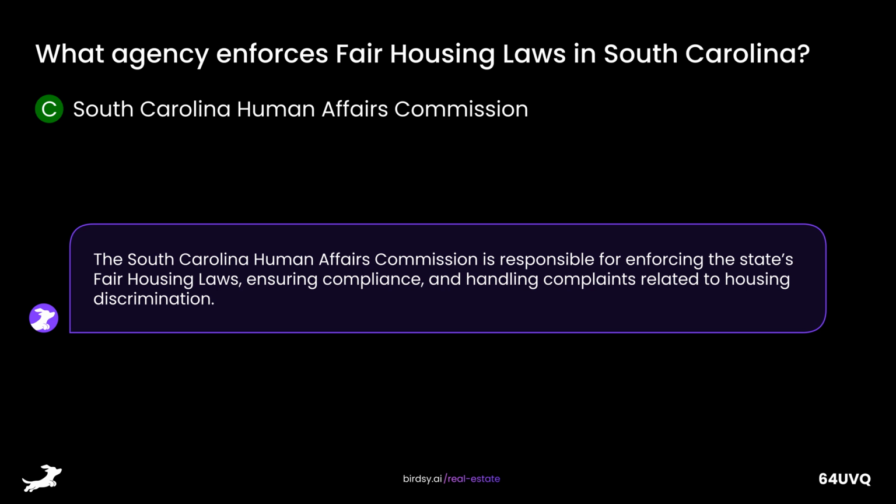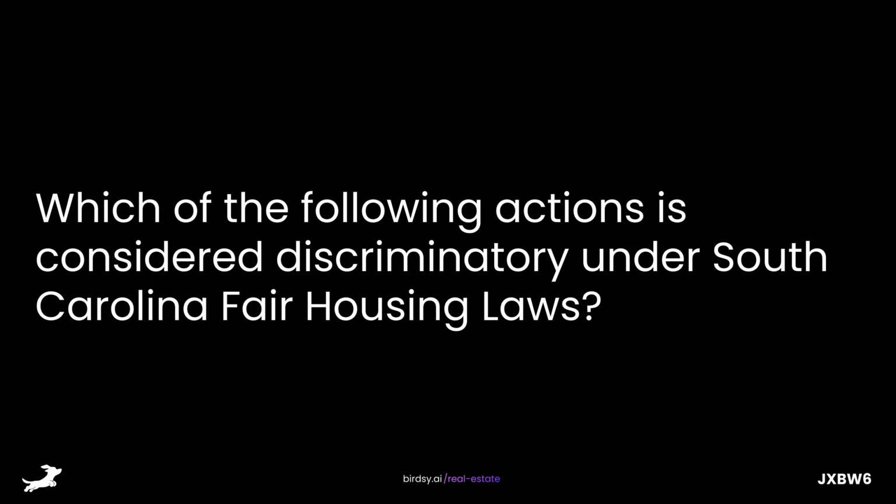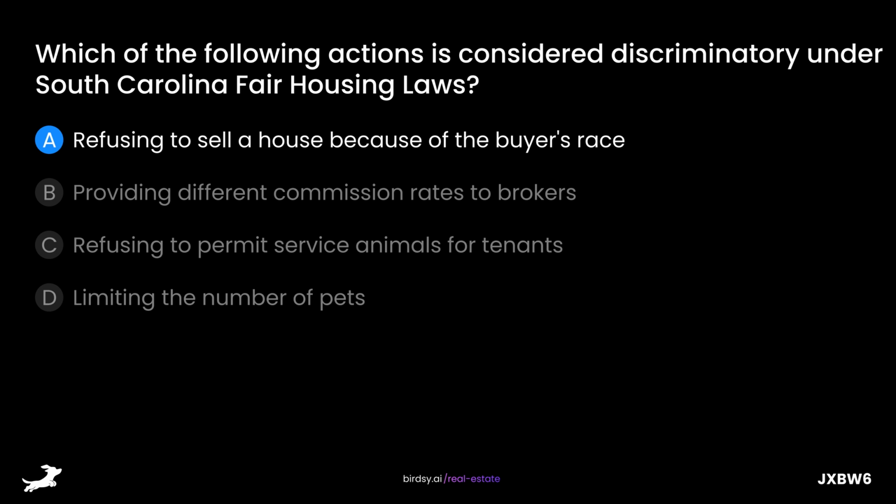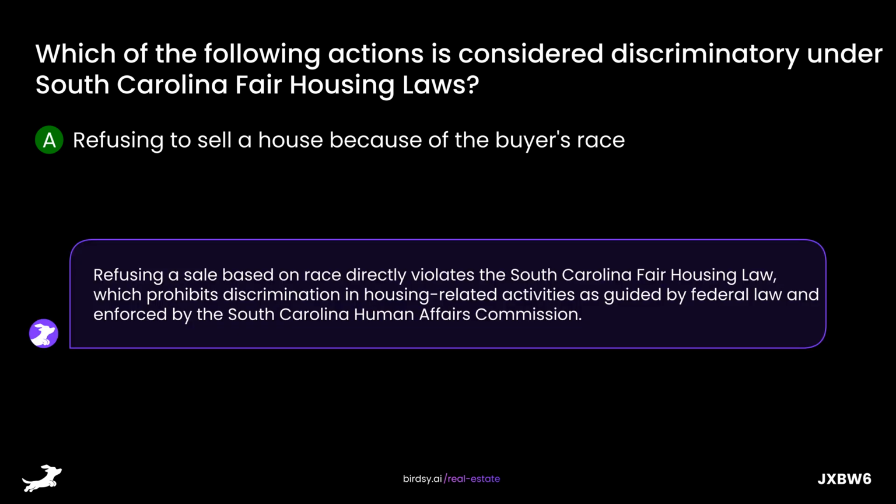Which of the following actions is considered discriminatory under South Carolina fair housing laws? Is it A, refusing to sell a house because of the buyer's race, B, providing different commission rates to brokers, C, refusing to permit service animals for tenants, or D, limiting the number of pets? The answer is A, refusing to sell a house because of the buyer's race. Refusing a sale based on race directly violates the South Carolina Fair Housing Law, which prohibits discrimination in housing-related activities as guided by federal law and enforced by the South Carolina Human Affairs Commission.